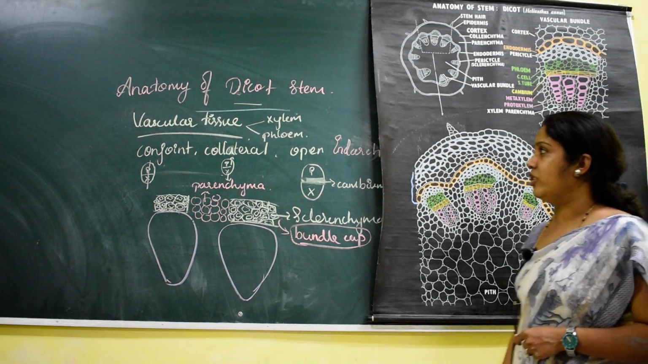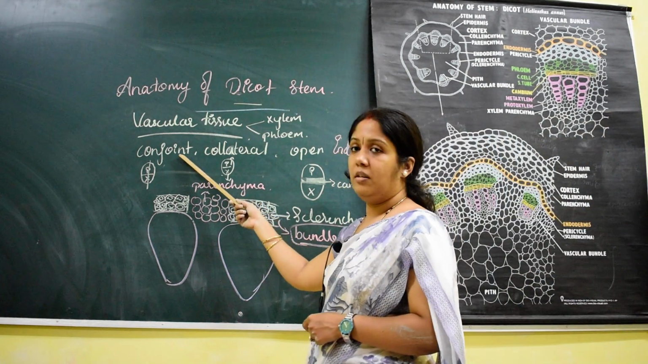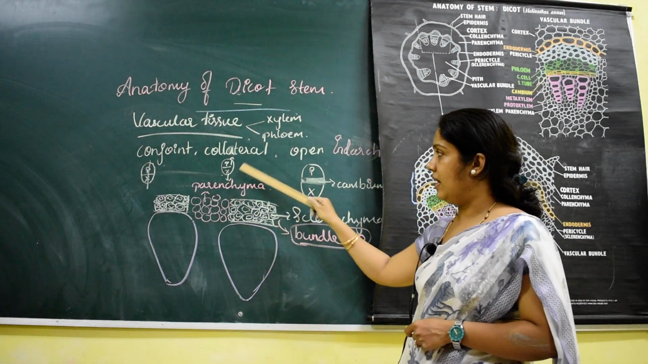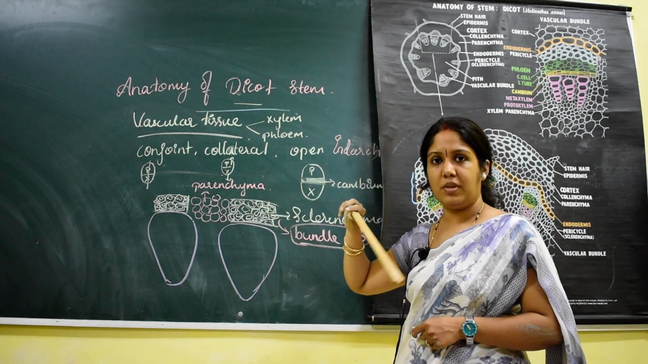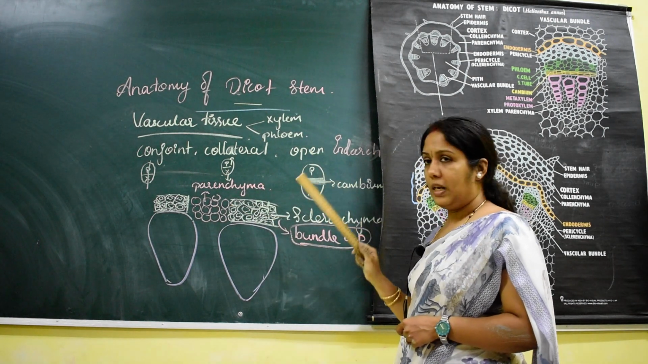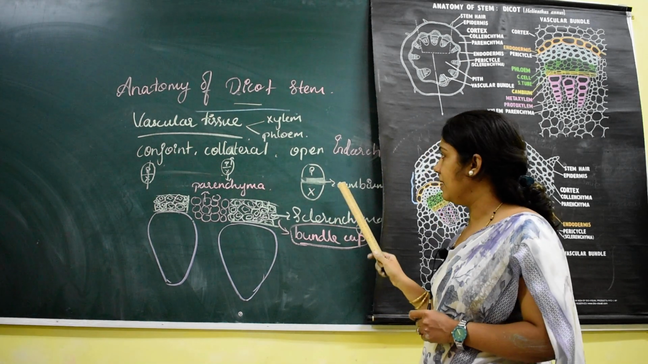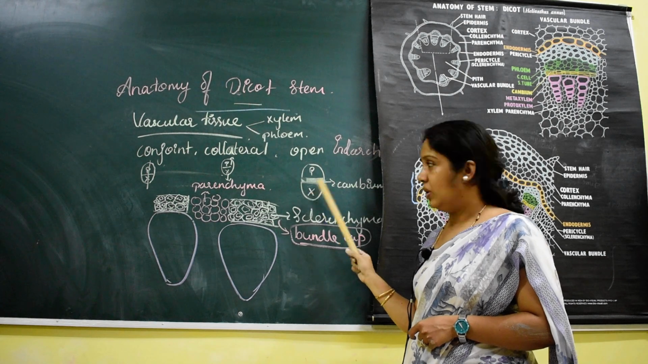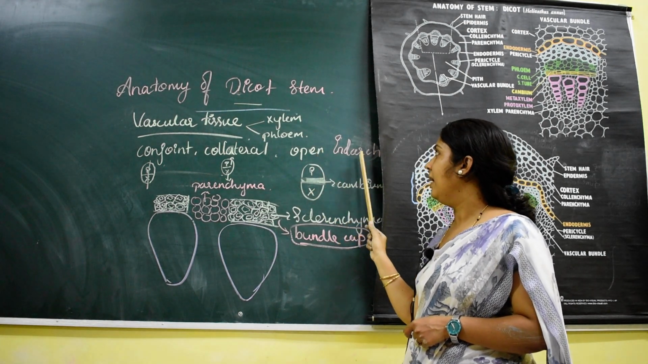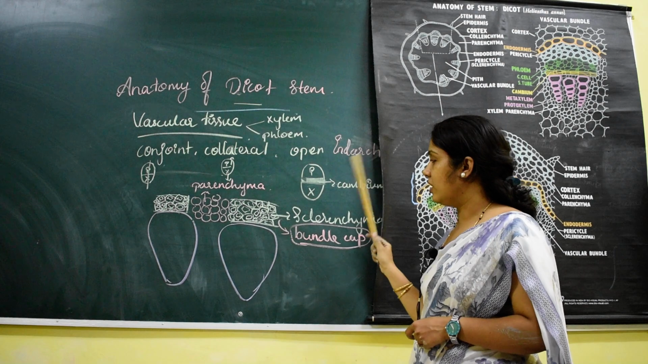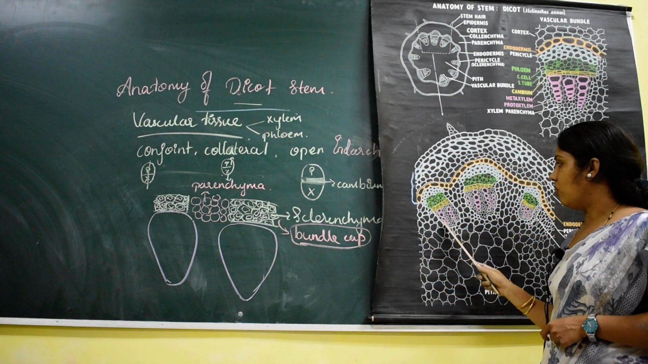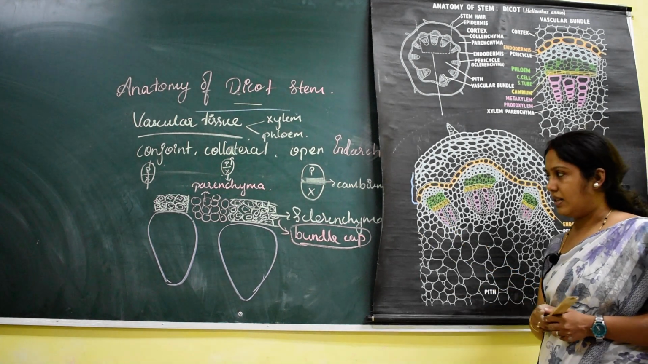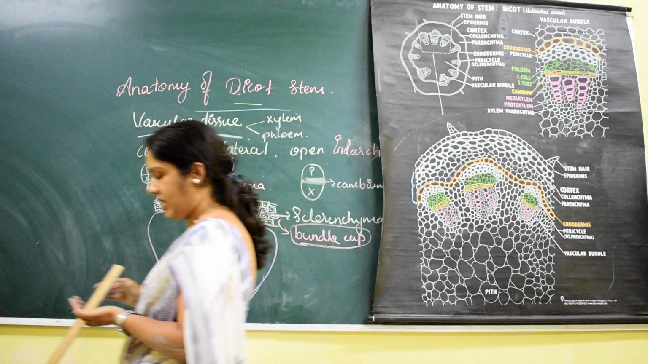So the vascular tissue here is conjoint, meaning it is present in the same radius. It is collateral, meaning xylem is towards the center and phloem is away from the center. Open type means that in between xylem and phloem there is cambium tissue. Endarch condition is where the protoxylem is towards the center and the metaxylem is away from the center. I'll draw this diagram once again.